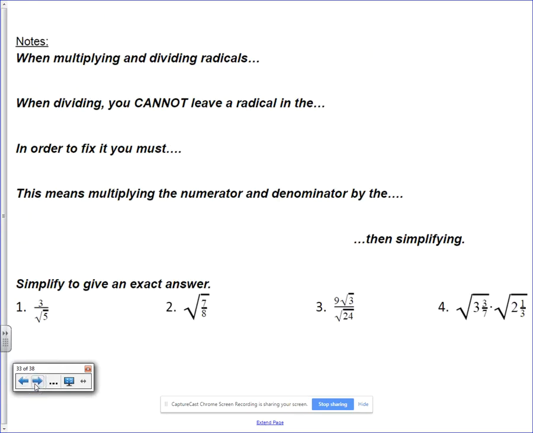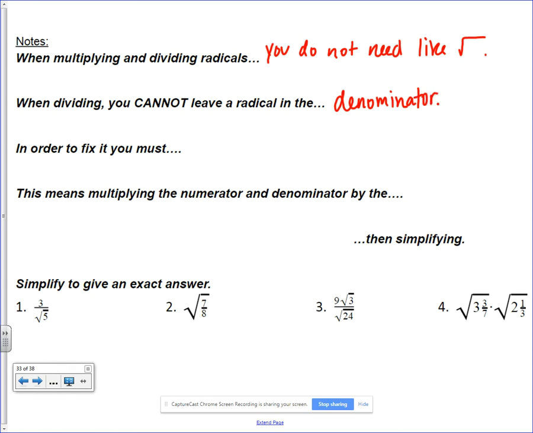Today, we are going to spend another day dividing radicals. So when you are multiplying and dividing radicals, you do not need like radicals in order to divide. You can multiply and divide anything you want. When dividing, remember you cannot leave a radical in the denominator. Any final answer cannot have a square root in the bottom.